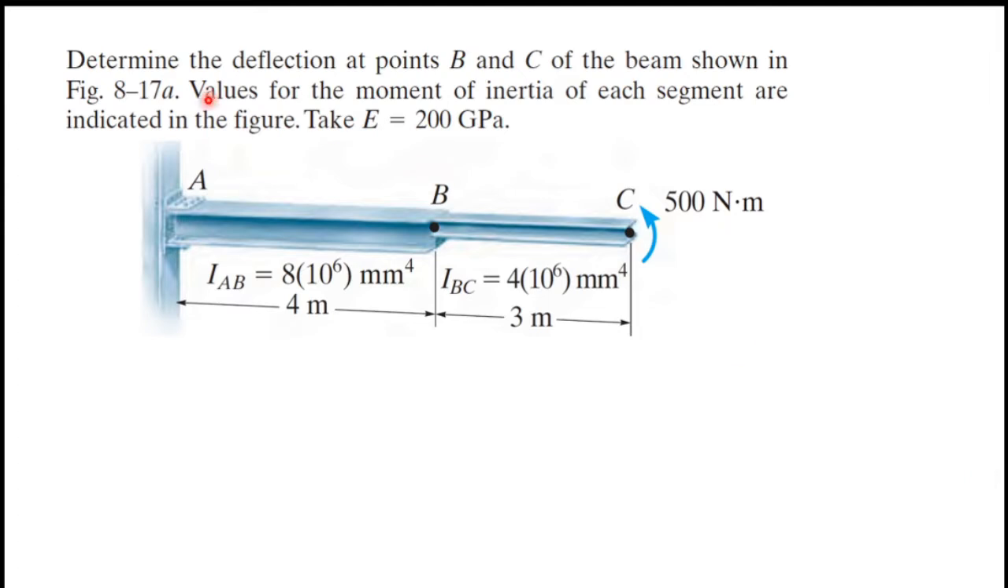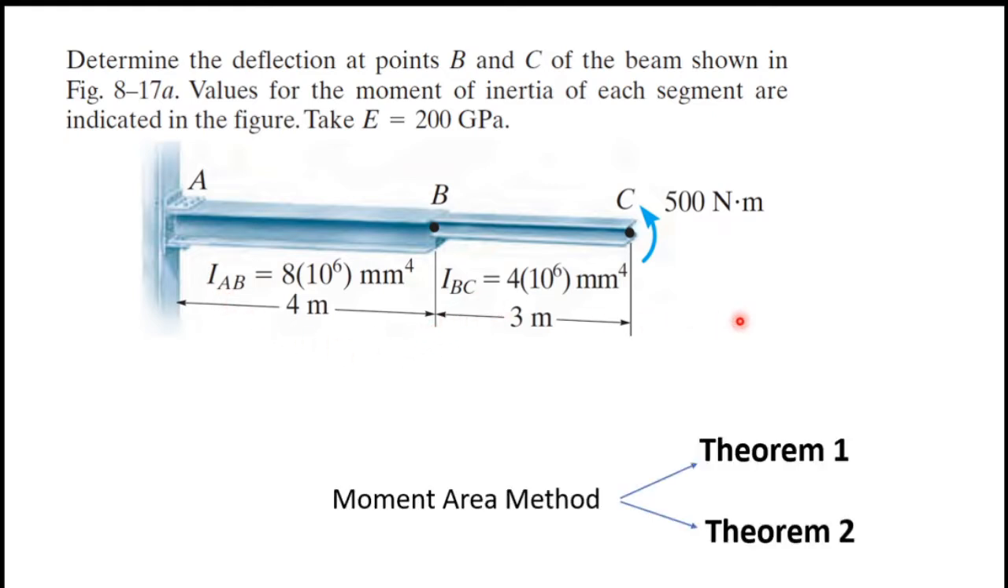So you can see the beam here. This beam is fixed at A and all the lengths are given here, 4 meters and 3 meters. And at C there is a moment of 500 Newton meters, and moments of inertia IAB and IBC are given in this figure. When we talk about moment area method, there are two theorems. In example 1 we used theorem 1 for finding slopes. In this example they are asking for deflection, therefore we have to use theorem 2. So we'll see how we find deflections using theorem 2 of this moment area method.